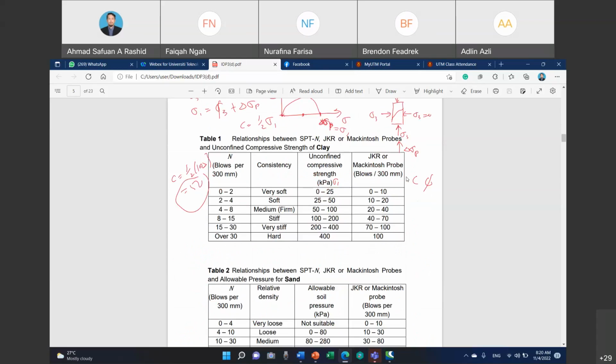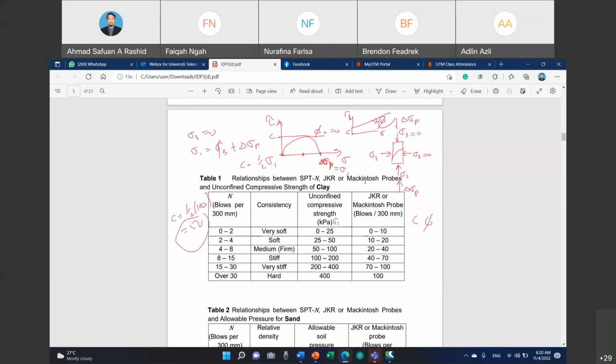Okay, so this is the equation, yang mana awak boleh gunakan. For example, if the dominant is a clay material, you can convert the value of the N to the unconfined compressive strength. Later on you may divide by 2 to get the C value.